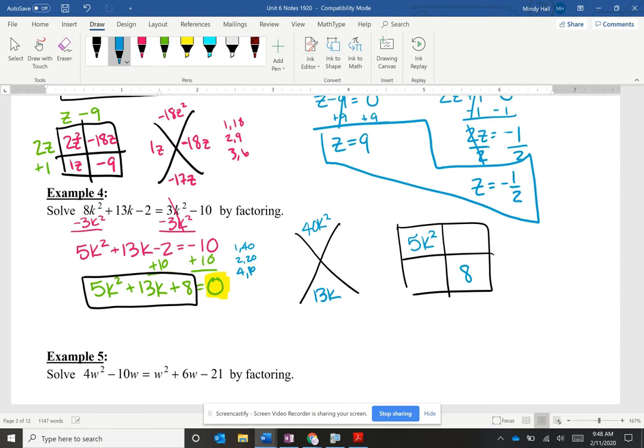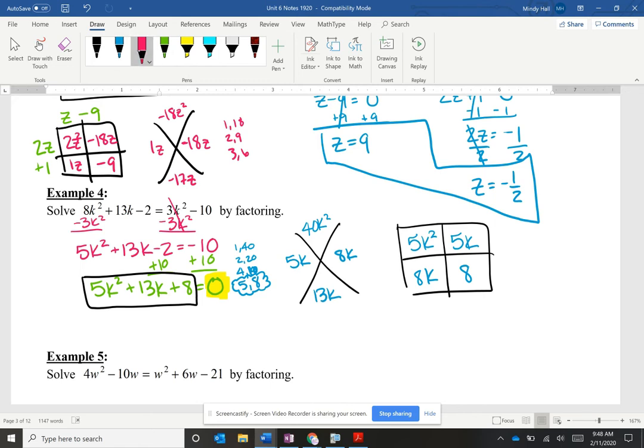But 4 and 10, and 5 and 8, and it looks like 5 and 8 is probably our winner. Because if you think about this, it is positive, so we know they both have to be positive or negative. And since this is positive, we know they are both positive. And 5k plus 8k would give us 13. So then we put that into the box, and then we factor.